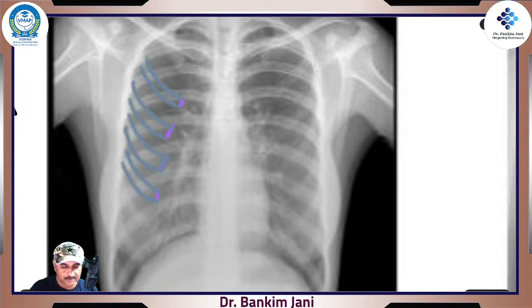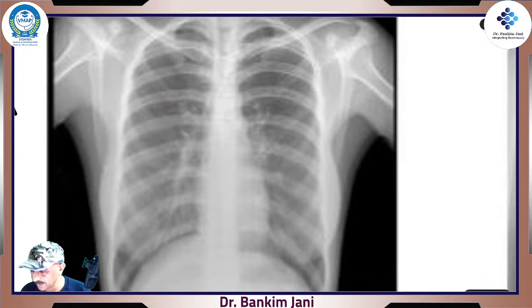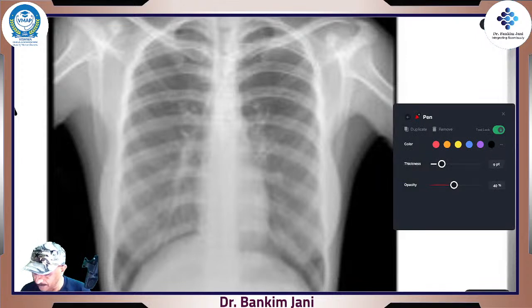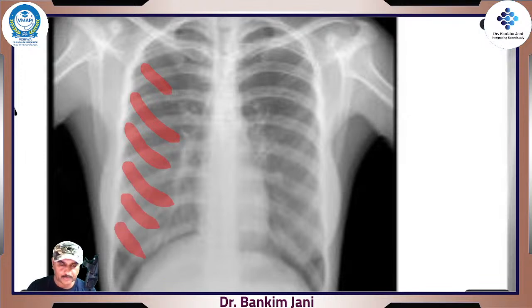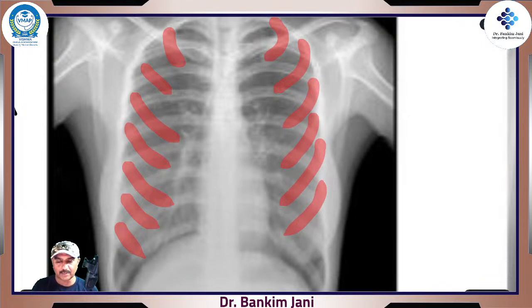Now let me remove this, right? Watch it. Can you see? If I draw on the entire rib, this is too thick. Here is this rib, this is the anterior portion of the rib. Watch from the opposite side, right? Here is one rib, here is another one, see this one. These are all anterior ends.